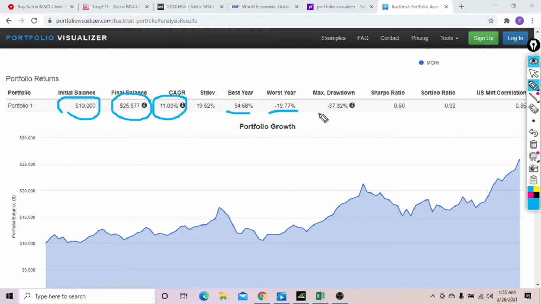And then your maximum drawdown, you will have got hit by a drawdown of 37.32%. But that is small compared to what you get during your best year, which is 54.68%. And it's guaranteed that it goes up. The good thing about investing into ETFs, actually the ones that track the index of these high performing economies around the world, is they always go up. Because if you check even the S&P 500, which is the one for USA, it always goes up. If you check the SATRIX 40, it always goes up. If you go back in history and check how it has performed in the past 30 years, 10 years, you will see a trend of going upward.